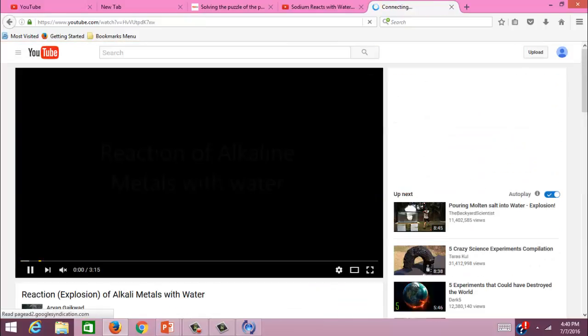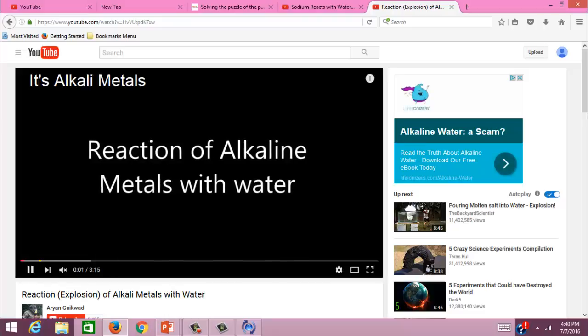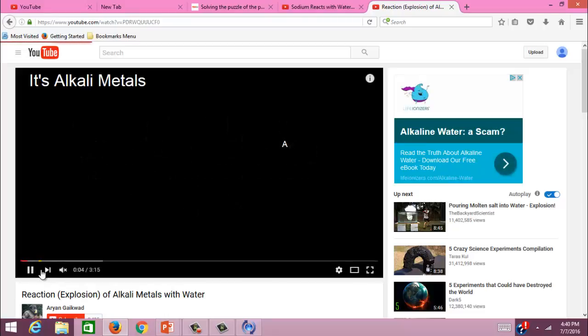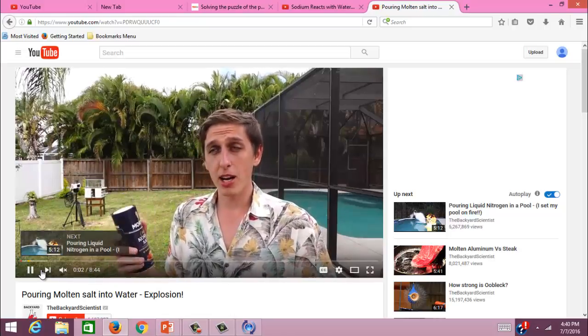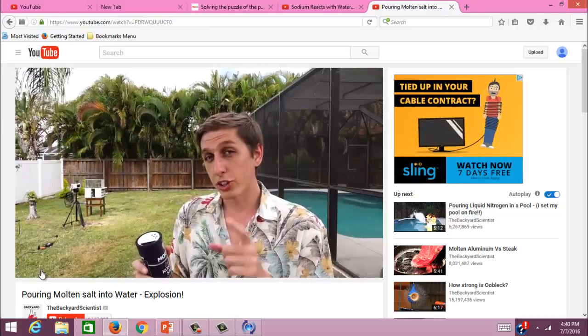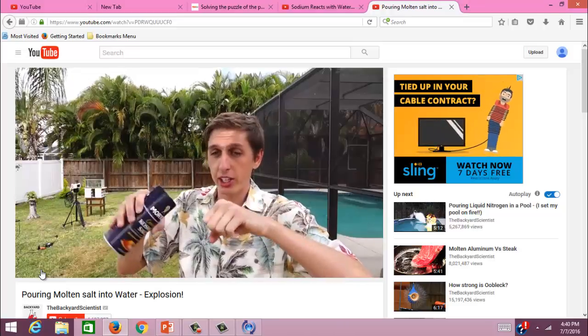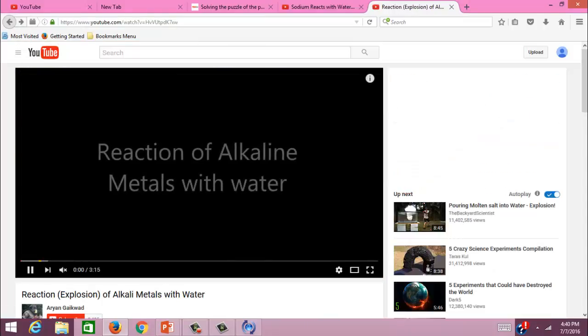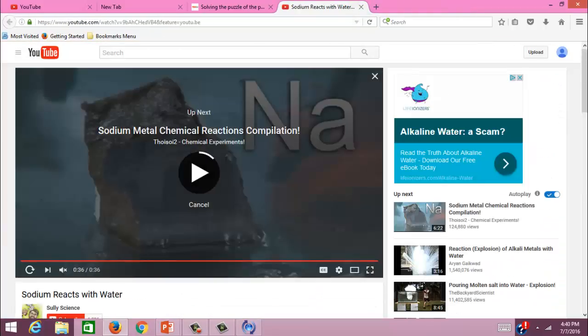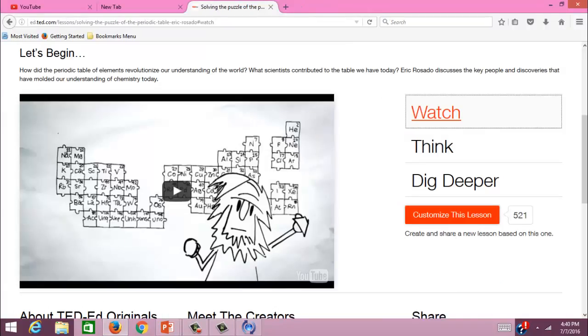So if we were to look at this explosion, and we're going to look at our alkali metals here, whoops, I did not want that. It says pour molten salt into water, explosion. Don't want that one. Oops. But you can look up potassium's reaction, but it's going to get more violent. Okay, and I want to actually take that out of here.